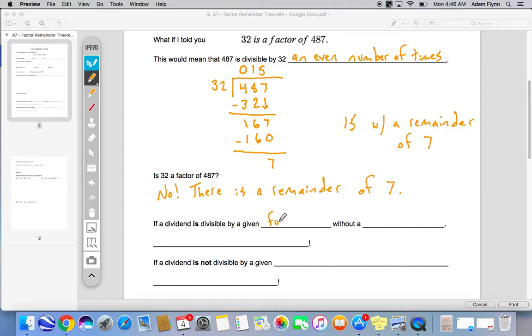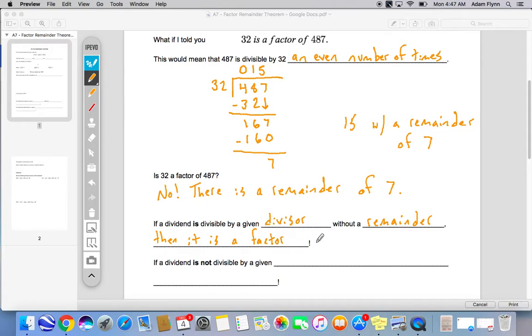Okay, so if a dividend is divisible by a given factor, or divisor, without a remainder, then it is a factor. Okay?